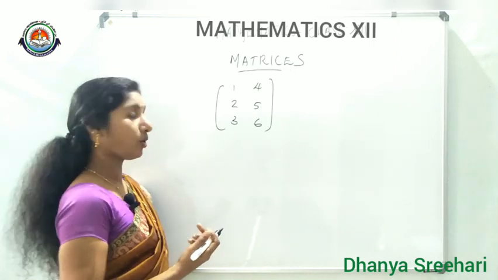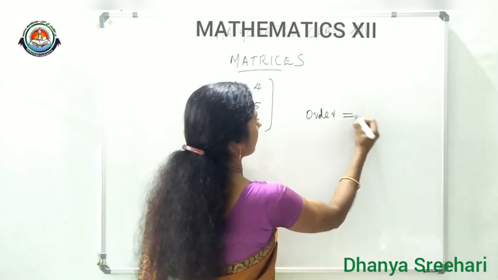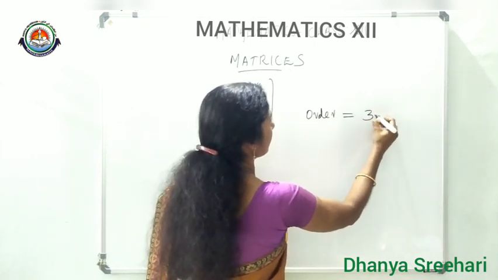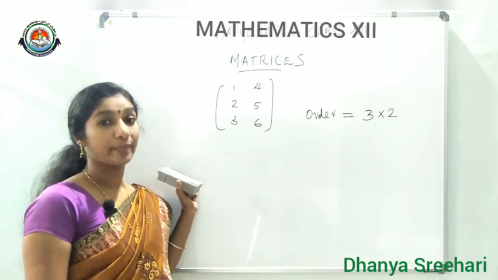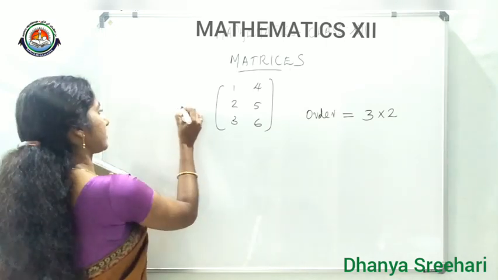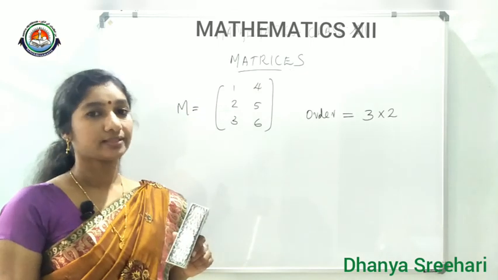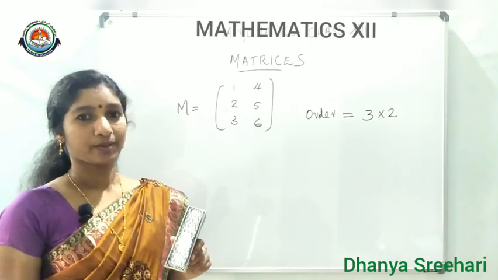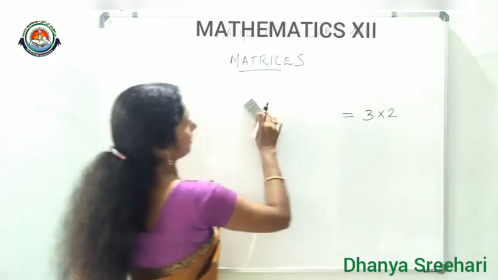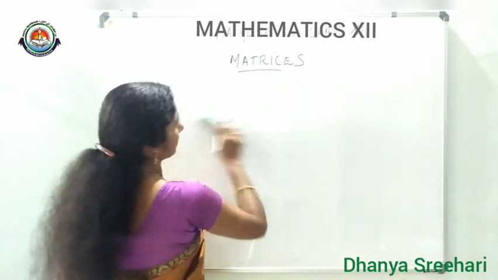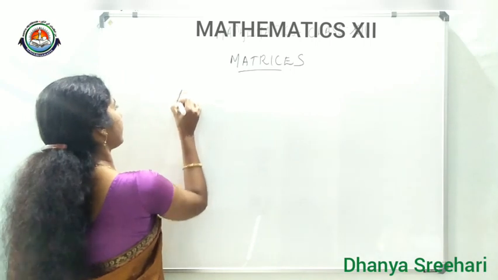So we will say the order of this matrix. What is the order of this matrix? Order is equal to 3 rows and 2 columns. So its order is 3 by 2. So this is a matrix. Matrix we can call M. M is a matrix of order 3 by 2. Okay, that is the order of a matrix. I hope you understood what is meant by order of a matrix. Clear?